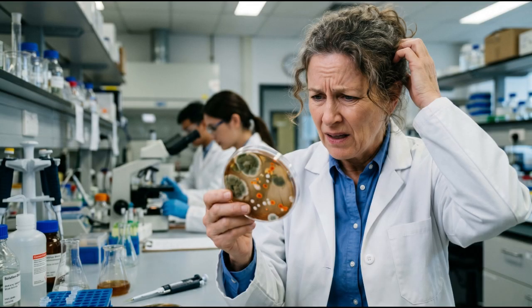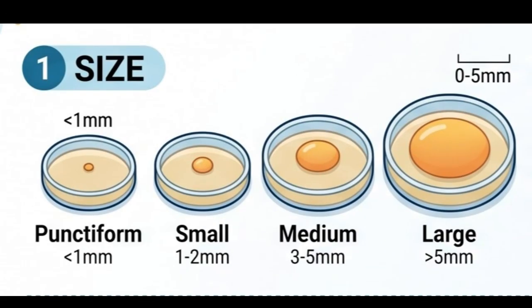When you're a student in the microbiology lab, the sheer variety of bacterial growth can be overwhelming. But identifying colony morphology is the first and most critical step in the diagnostic process. By the end of this video, you will be able to confidently describe size, shape, elevation, margin, and optical properties like a seasoned pro. We're moving beyond just saying it's a white dot to using the precise professional language of the clinical lab. The first thing you notice is the size.